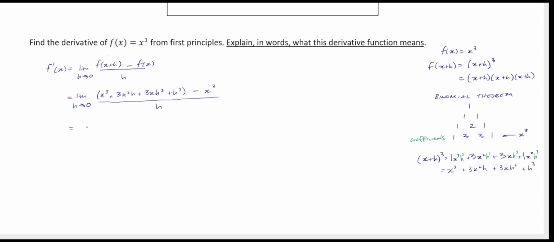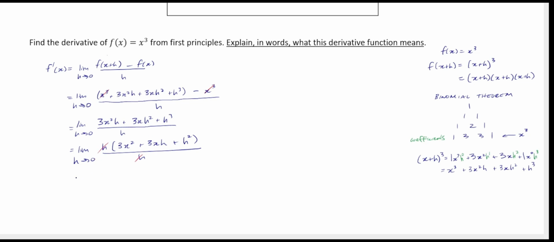Okay, hopefully you can see that the x cubes will cancel, and we will be left with the limit as h approaches 0, 3x squared h plus 3xh squared plus h cubed all over h. We can factor out an h: 3x squared plus 3xh plus h squared all over h. The h's can now cancel.